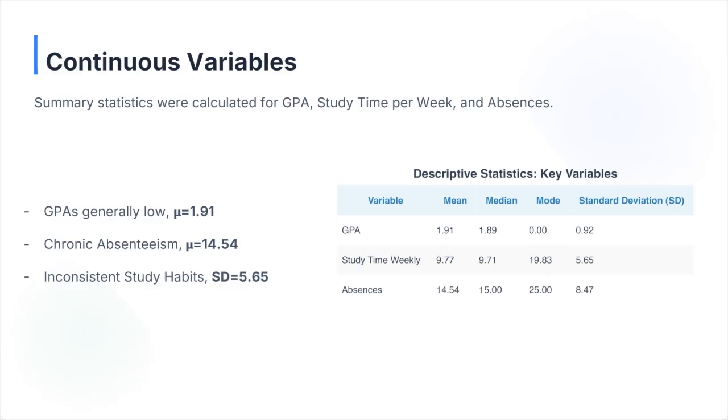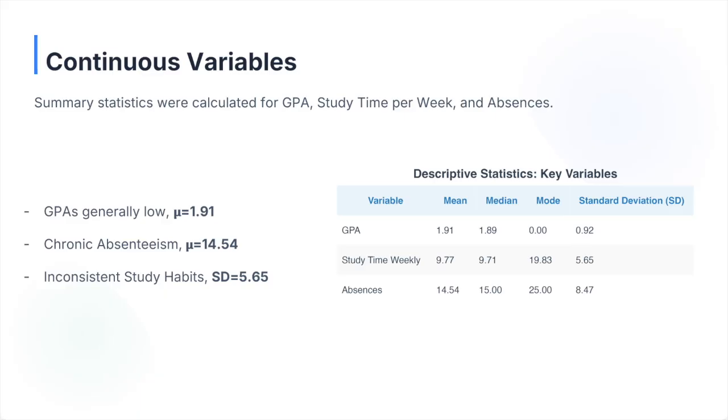Now with further analysis, we see the exact amounts for the GPA mean, median, mode, and standard deviation. The mean and median are almost identical, which normally indicates a fairly symmetrical distribution. The GPA distribution has a high standard deviation, meaning academic performance varies widely between students. This means a large portion of students is struggling academically.